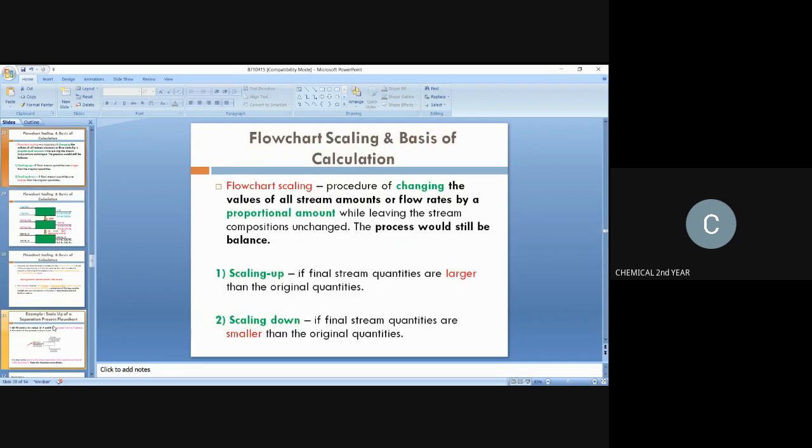Flowchart scaling and basis of calculation. Flowchart scaling is the procedure of changing the values of all stream amounts or flow rates by a proportional amount while leaving the stream compositions unchanged. The process would still be balanced. It is scaling up if the final stream quantities are larger than the original quantities, and scaling down if the final stream quantities are smaller than the original quantities.